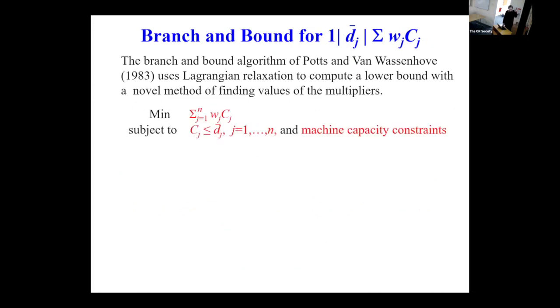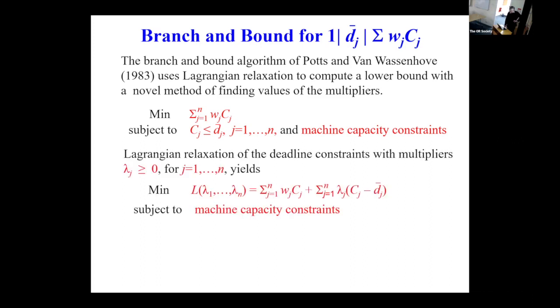So this is the formulation of the problem. Minimize the sum of weighted completion times, where each CJ is less than or equal to the deadline DJ bar. And you've got machine capacity constraints: the machine only does one thing at a time. We don't need to write them down explicitly in the problem formulation. What we're going to do is incorporate these deadline constraints into the objective function. That's what the Lagrangian relaxation does. For each of these n constraints, we have a Lagrange multiplier lambda j for each job j.